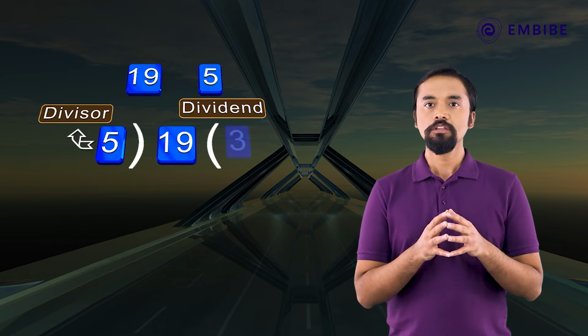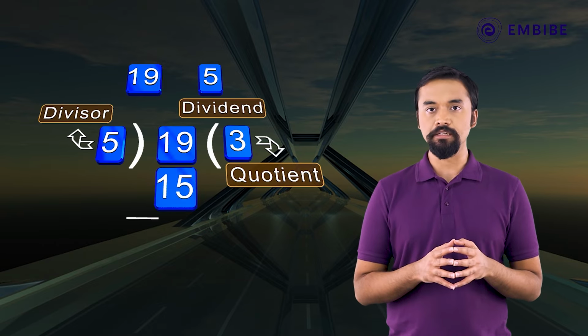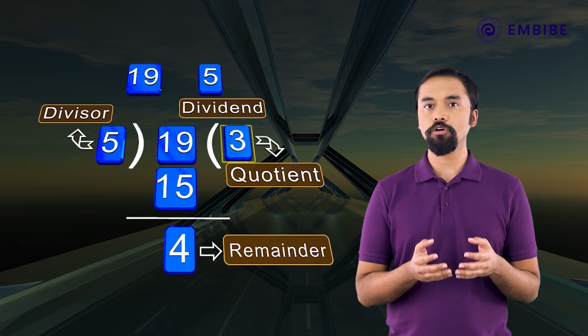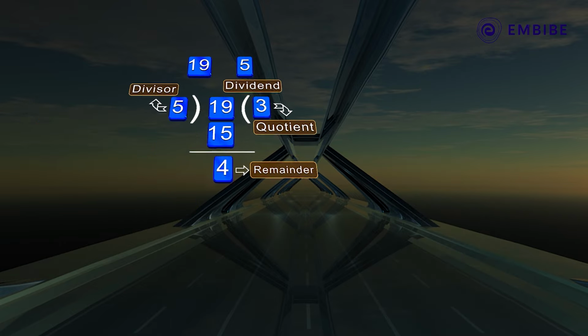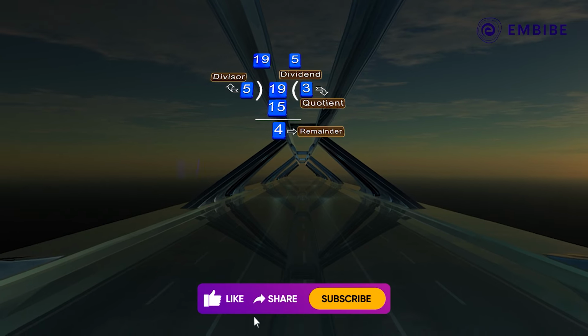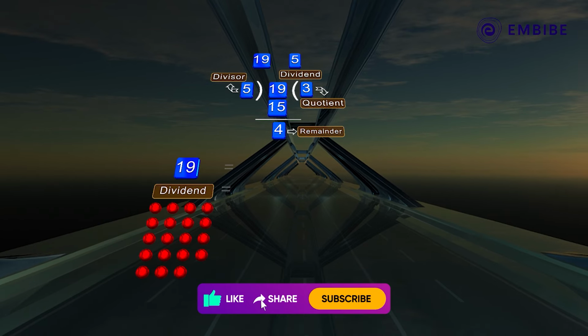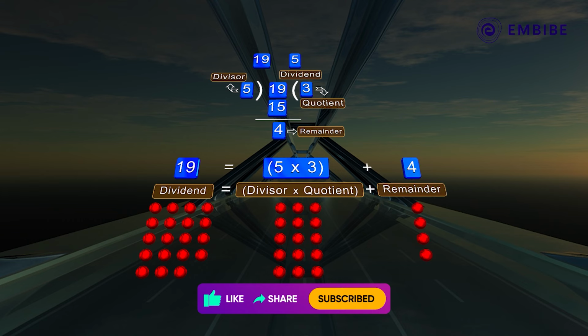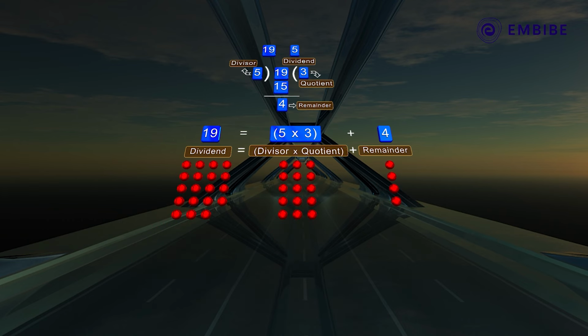Suppose two numbers, 19 and 5, are given. On dividing 19 by 5, the quotient and the remainder obtained are 3 and 4 respectively. We can write 19 is equal to, in brackets, 5 into 3 plus 4. Here it is to be noted that the remainder 4 is a non-negative number less than the divisor 5.